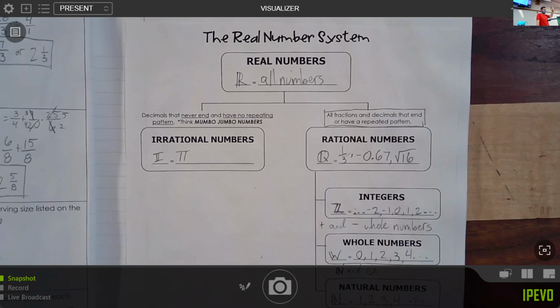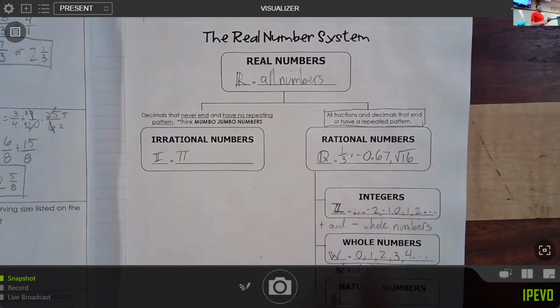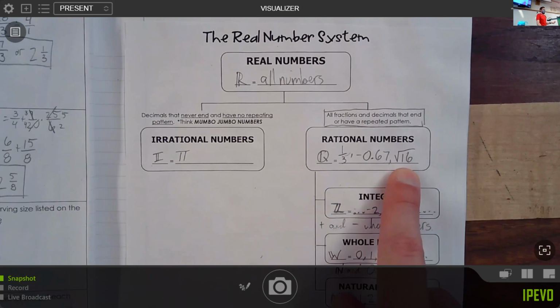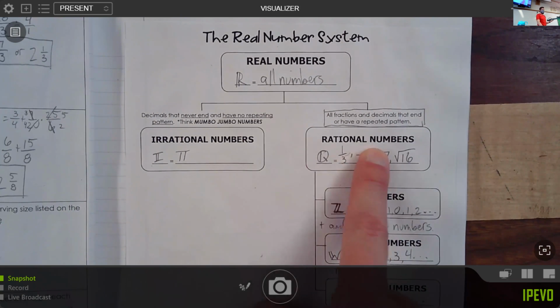Are people familiar with square root? This here? I see yes, I see no. Square root just means the opposite of squaring something. So if you square a number, you're multiplying it by itself, right? Square rooting a number is thinking about what number multiplies by itself to equal that number. So what would this be? What number multiplies by itself to equal 16? 4, exactly. So the square root of 16 equals 4, which is why this is rational, because it turns out to be just a whole number.